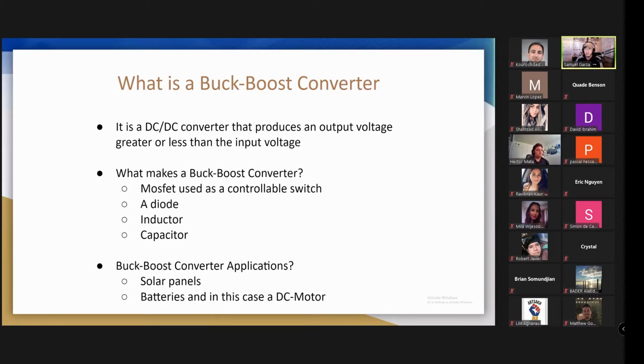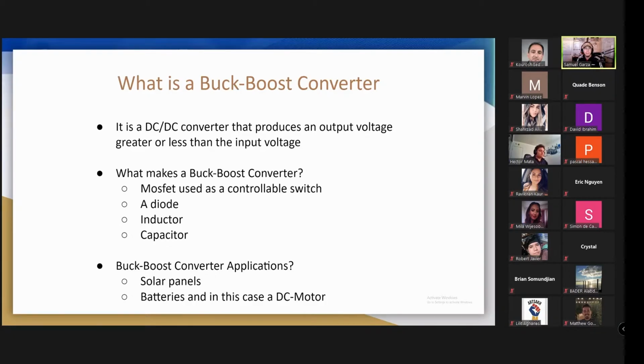So what is a buck boost converter? As we learned in class, the buck boost converter works as a DC to DC converter that produces an output voltage that could either be greater than or less than the input voltage. It uses a MOSFET or a switch in order to control the output voltage. It also uses a diode, an inductor, and an output capacitor. These parts will be explained on the next slide.